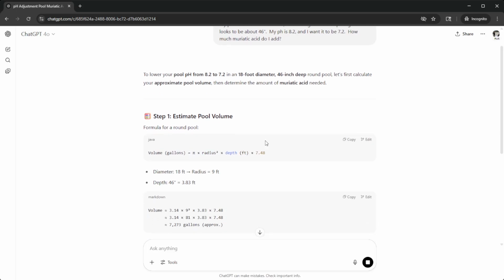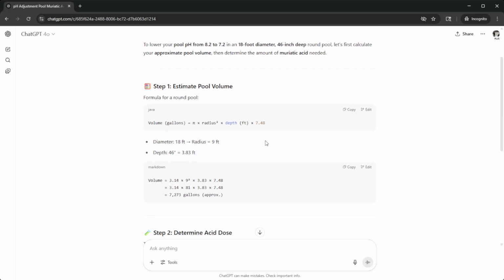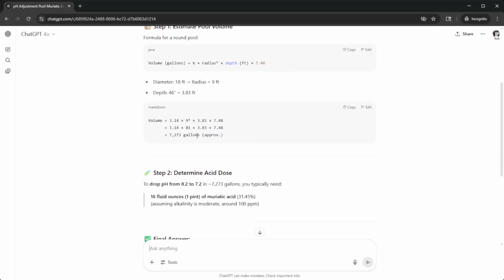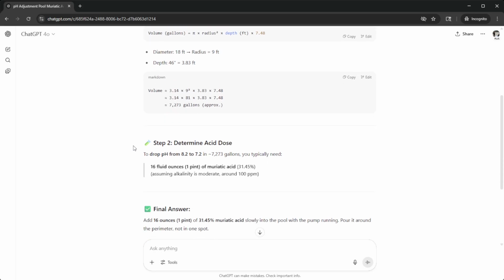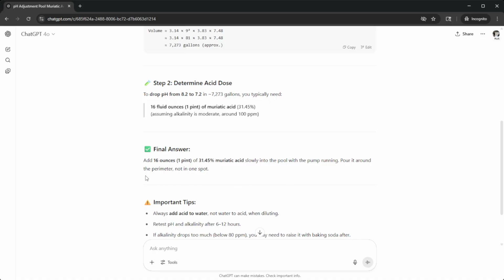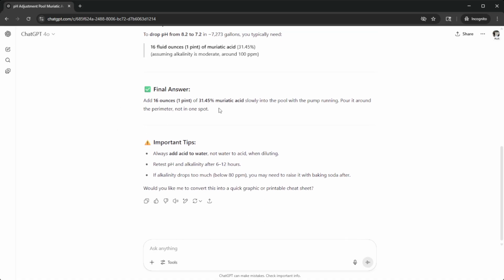So here it goes. It'll calculate the pool volume for us, so we'll know how many gallons, like it's 72, 73 gallons. And it says determine the acid dose. So to drop the pH from 8.2 to 7.2 in that much water, you need 16 fluid ounces of muriatic acid. And this checks out, so that's what's on my bottle. So it'll tell me how much I need, and then it gives you the important safety tips as well. Always add acid to water. You know, so it gives you everything.